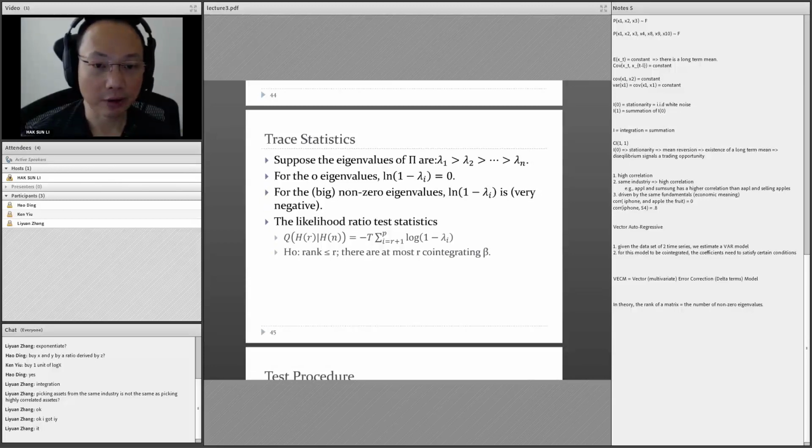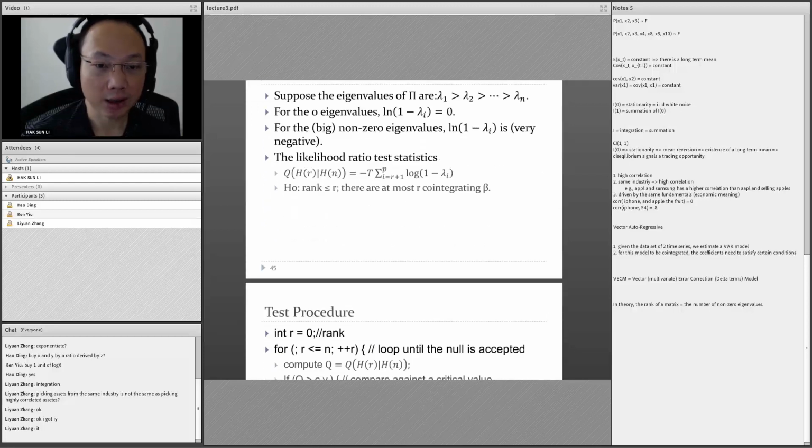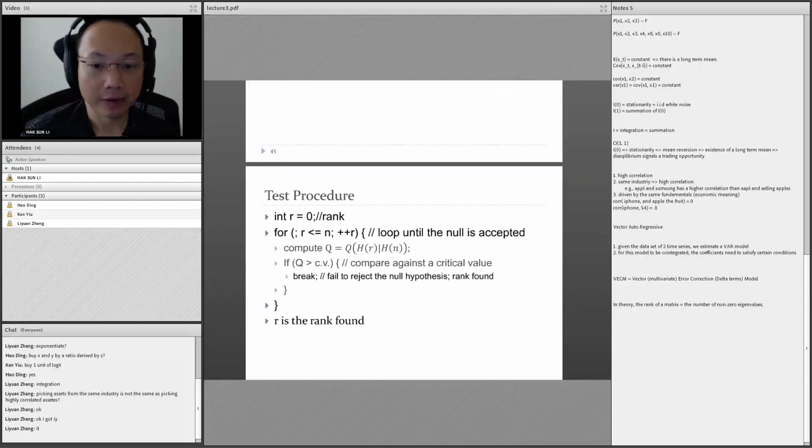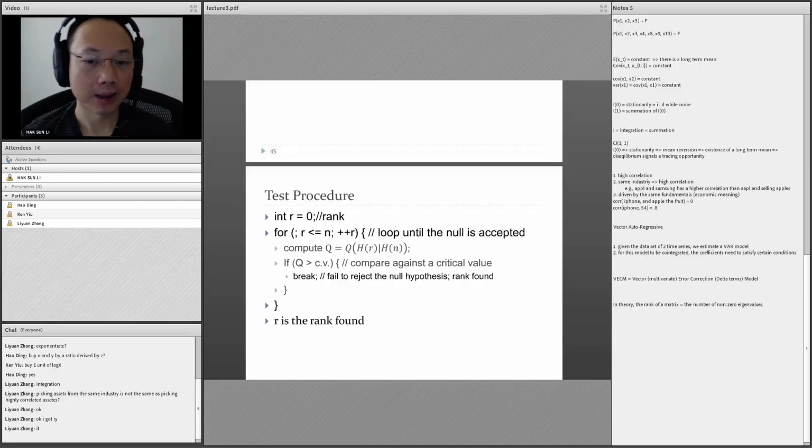So here is the procedure. We start with r equal to 0, and check whether we can reject the null hypothesis. If not, we loop: we check r equal to 1, then r equal to 2, until we are able to reject the null hypothesis. Then we find the rank. So basically it's a way of checking the number of non-zero eigenvalues, which is the same as the rank of the matrix.